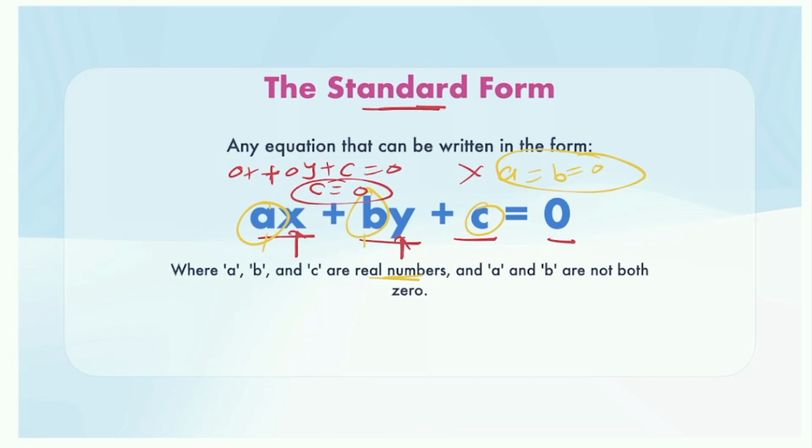Now let us see that my equation is 2x plus 3y plus 5 equal to 0, right? This is a linear equation in two variables. It is in the standard form.